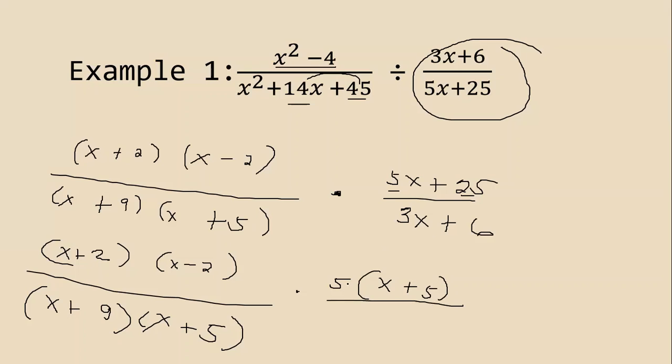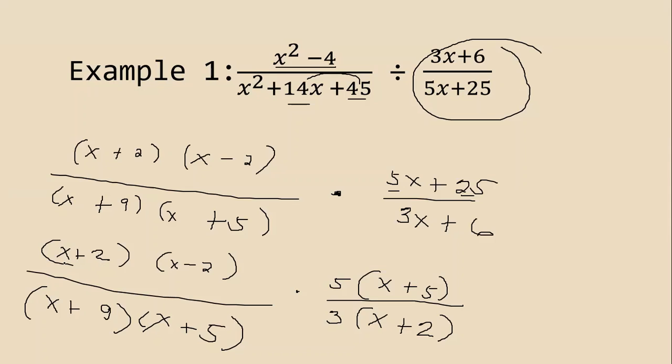And then 3x plus 6, they have a common factor which is 3. 3x divided by 3 is x. 6 divided by 3 is 2. And then cancel out. Whatever is in the numerator, if it is also in the denominator, cancel it, like what we did in multiplying rational expressions.